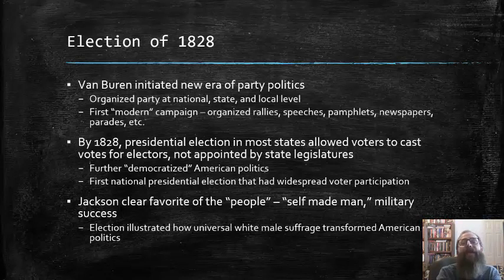The election of 1828 and the rise of Andrew Jackson illustrated how universal white male suffrage transformed American politics. No longer was it really the domain primarily of the elites. Now it was more participatory across a wider swath of the American public.